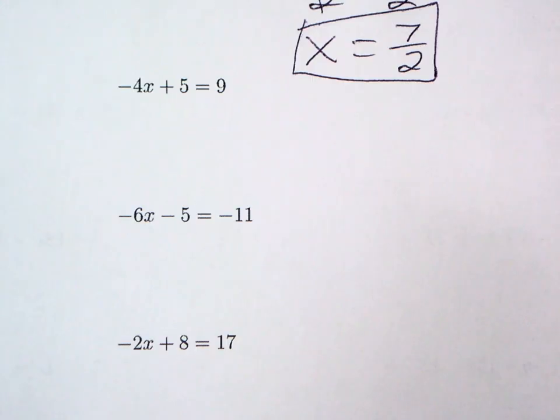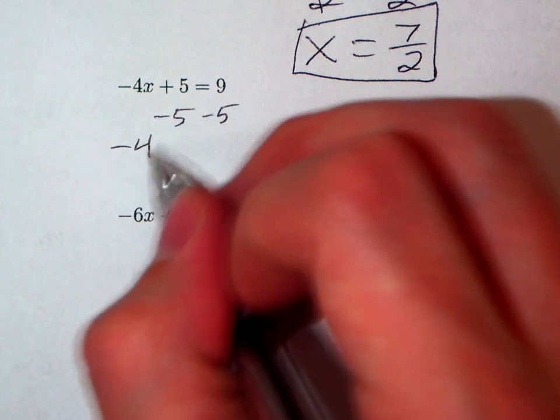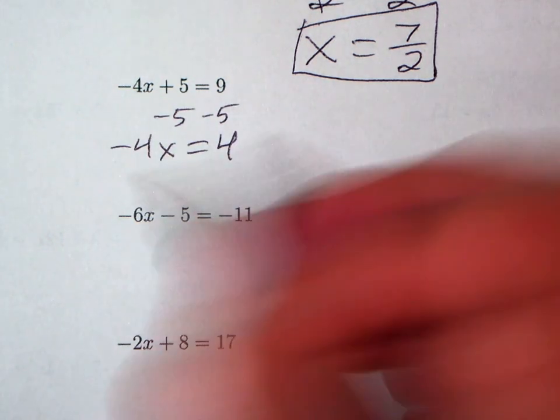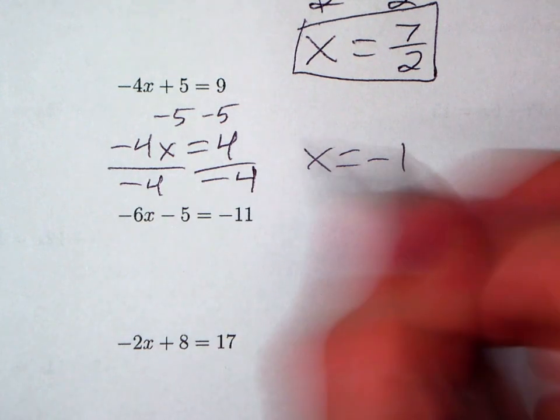The next one, we're going to subtract 5 from both sides. We get negative 4x is equal to 4. We divide by a negative 4 on both sides. X is equal to negative 1.